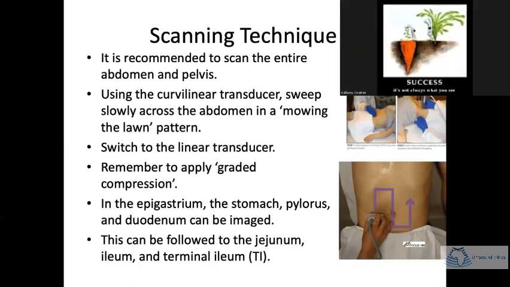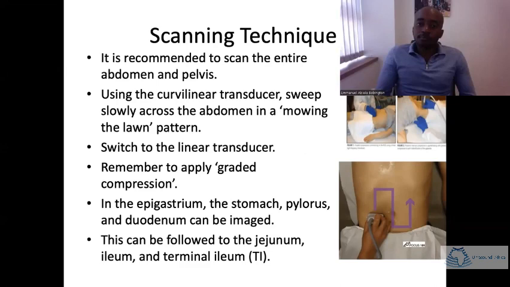So continue using your curvilinear probe. The probe we use is the multi-frequency probe. It goes up to about 6 to 6.5 megahertz for curvilinear, so you can increase your frequency to about that. If it goes up to 4 or 5 megahertz, that's still fine. So you increase your frequency, but reduce your depth in such a way that you bring everything closer to your screen, so you have a good look at it, always down to the sigmoid colon.